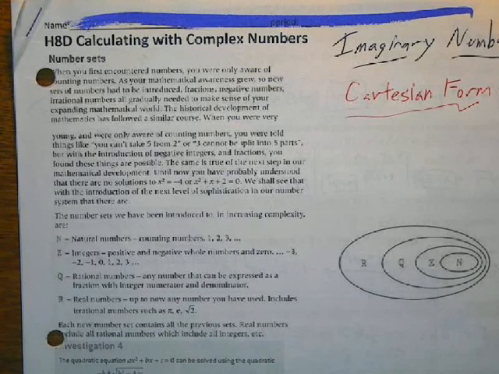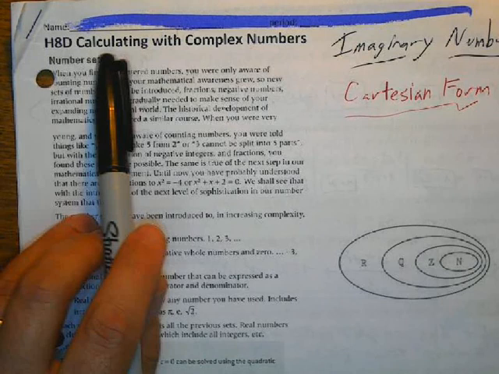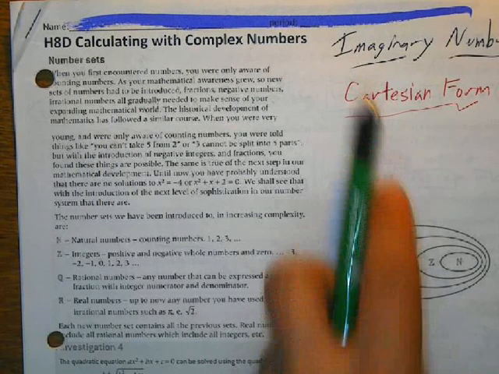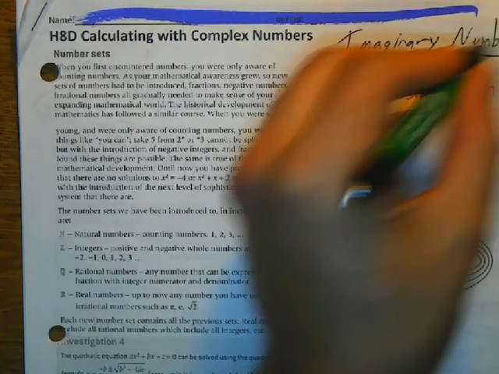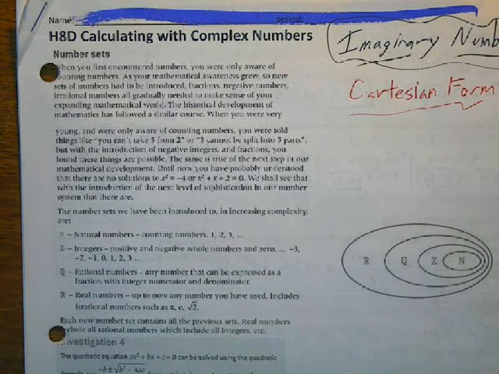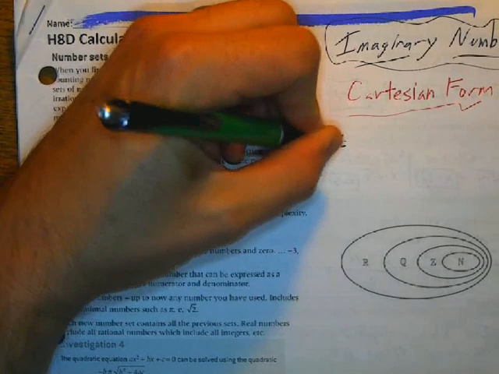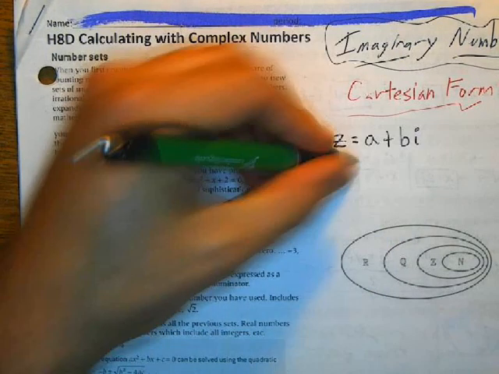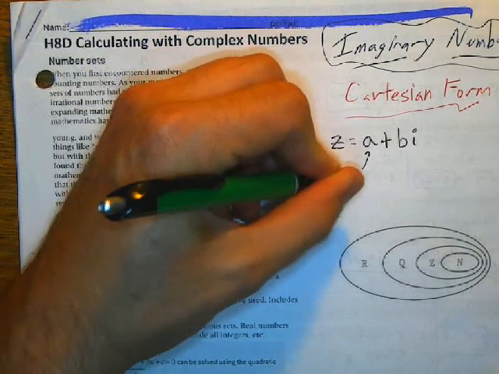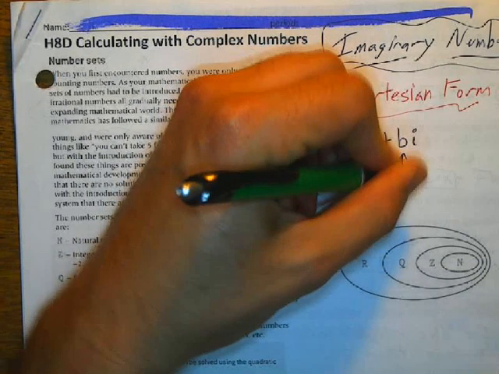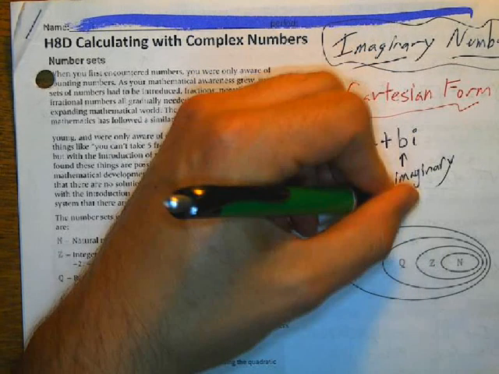Okay, we're going to talk about H8D, calculating with complex numbers. We're going to be learning something about imaginary numbers, and we'll also be talking about Cartesian form. We're going to be writing our numbers in the form a plus bi, where a is the real portion of a number, and b is the imaginary portion of the number. We'll talk about that in just a minute.